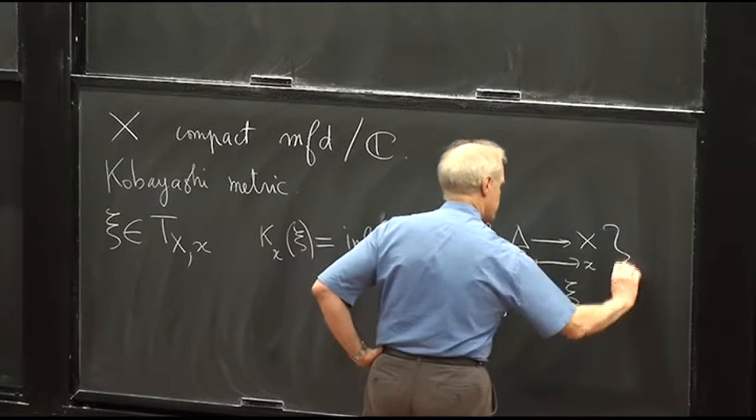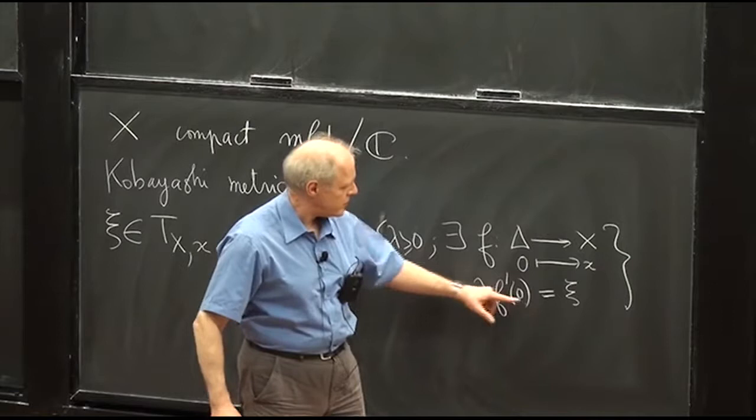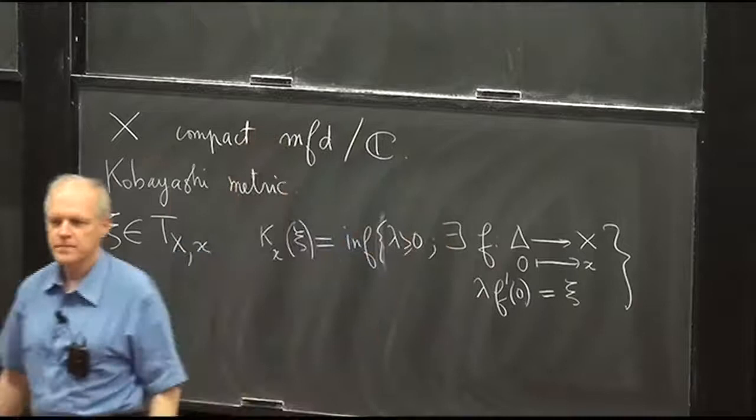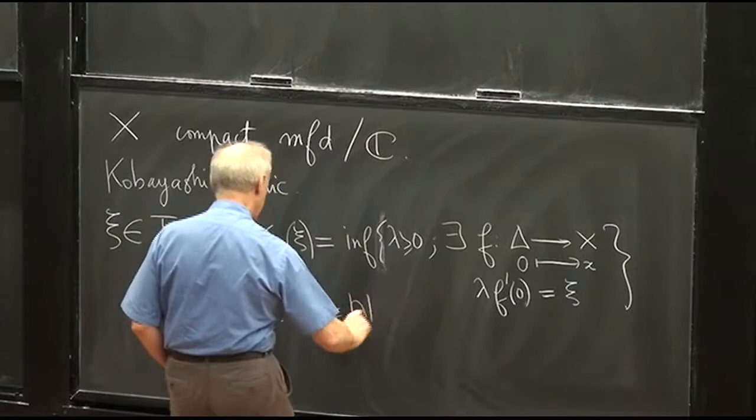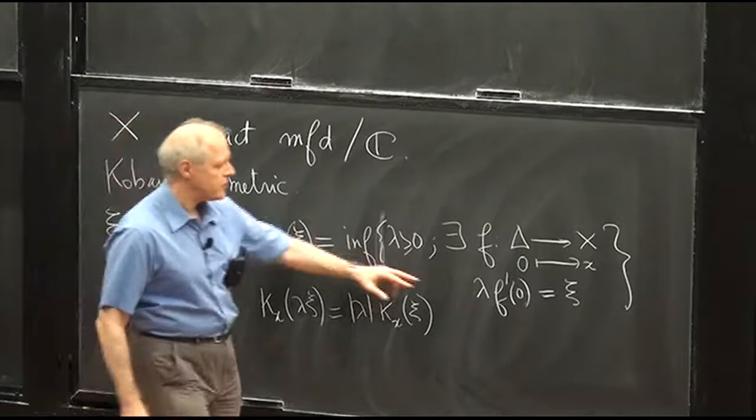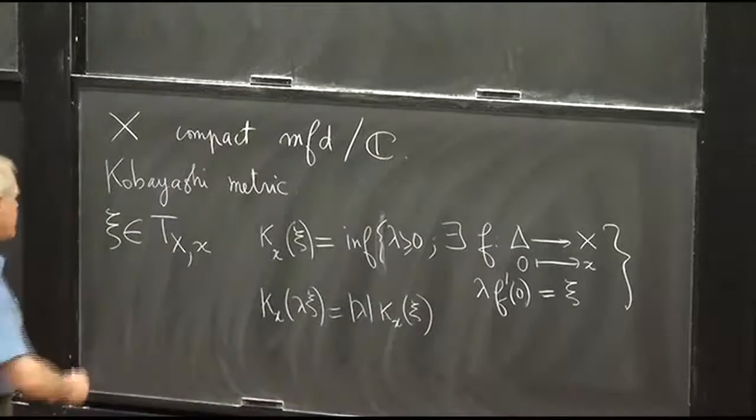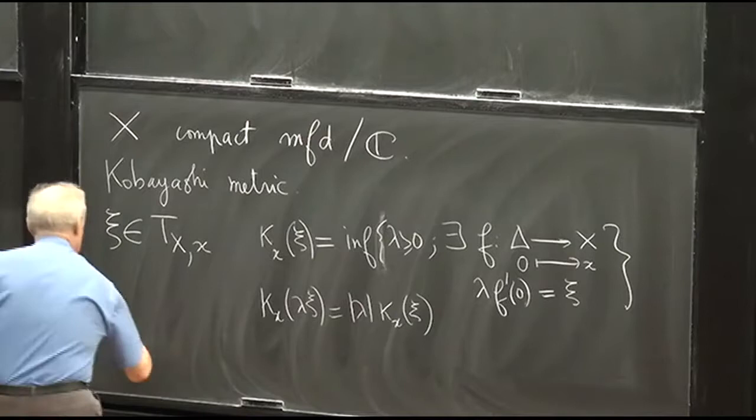And then you try to have the largest possible disk. So when the derivative becomes larger, of course you can take lambda to be smaller, and then you achieve the minimum. And then of course it's complex homogeneous. So you get some kind of pseudo-infinitesimal metric on tangent vectors, a so-called Finsler metric, which might degenerate. Of course, this might be zero. The infimum might be zero if the derivative can be taken very large. And then you integrate this infinitesimal metric, and then you obtain a distance, or at least maybe a degenerate semi-distance. And then you get the Kobayashi distance between two points by just integrating along paths and taking the infimum.